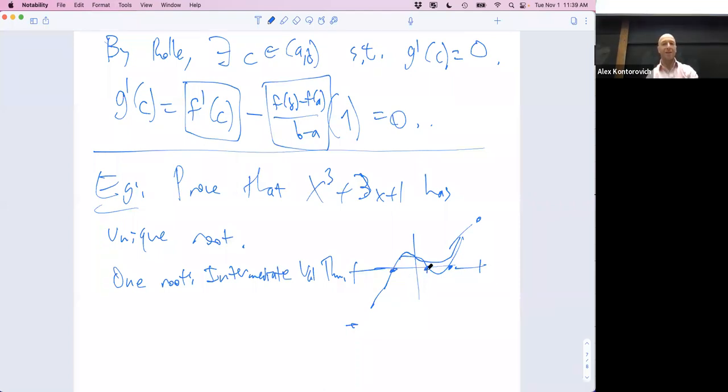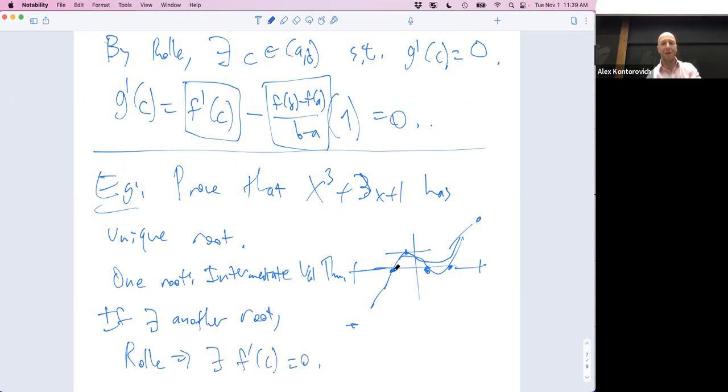Well, if it hits 0 again, then by Rolle's theorem, there's some place where the derivative is 0. If there exists another root, then Rolle implies that there exists a place where the derivative is 0. If it hits 0 again, then somewhere in between it must have hit 0. But what is the derivative? f prime of x. What's the derivative of this function? 3x squared plus 3. You take a square of any number, you multiply it by 3, and you add 3, and you'll get something that is not just non-negative, but strictly positive. So this is never equal to 0.